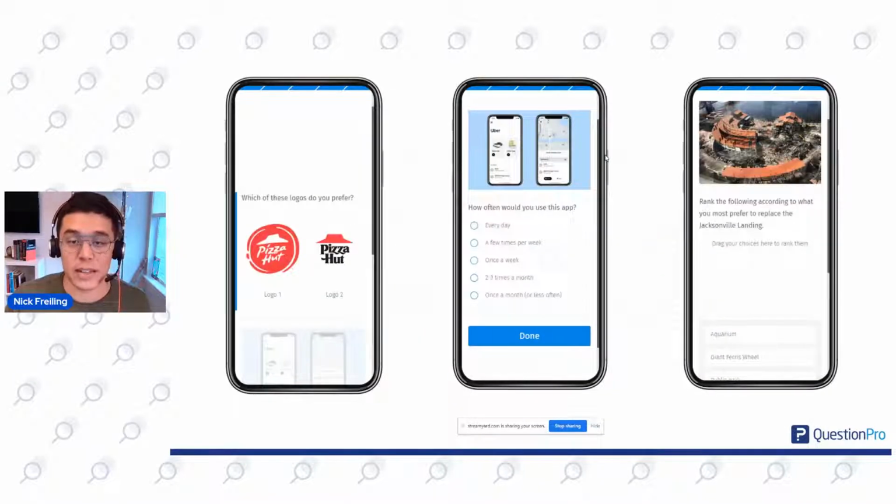A market research survey in the context of today for startups looks like this. On the left side, which of these logos do you prefer? These are 2 versions of a Pizza Hut logo.